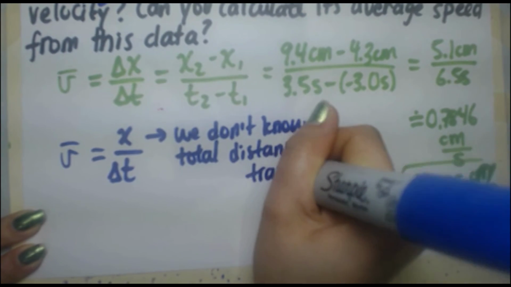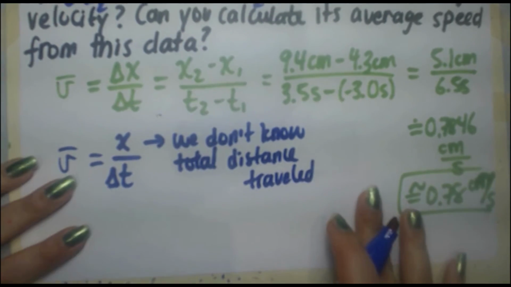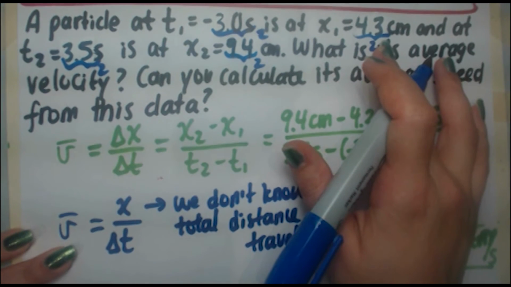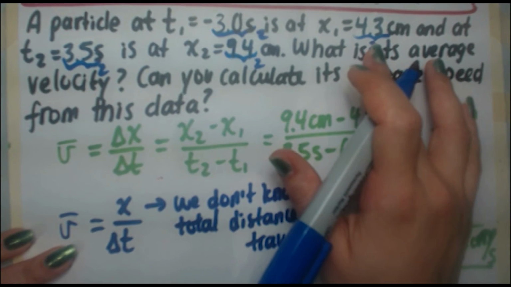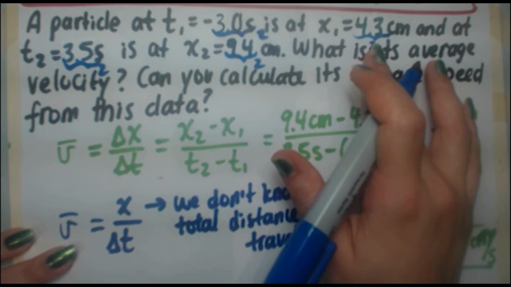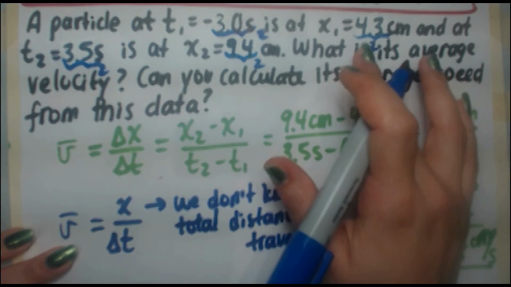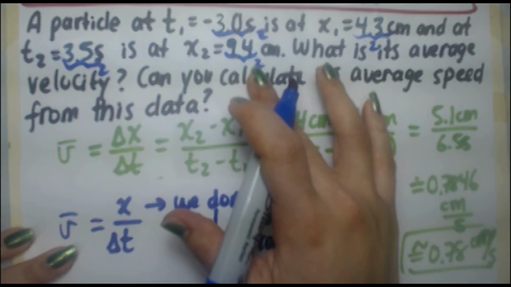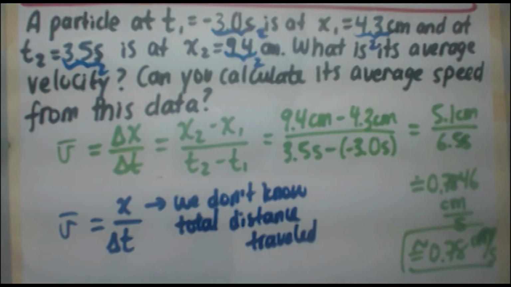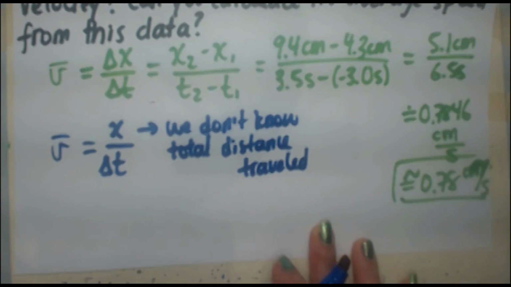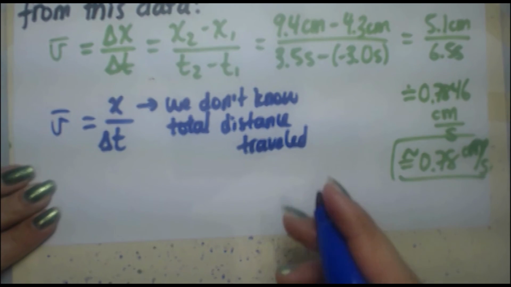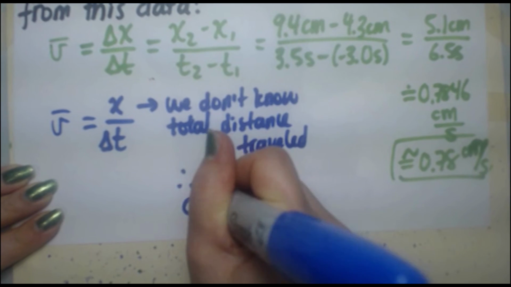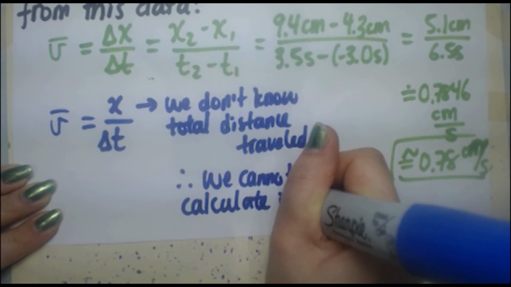If you look at the question again, it only gives you the start and the end points. It gives you x1 and x2. You don't know what might have happened in between. You might have started at x1, 4.3, gone up to another x at 5.7, gone down to 3.9, back up to 7.8, back down to 6.6, and back up to 9.4, thereby traveling a much larger distance. Because we don't actually know the total distance traveled, we cannot calculate its average speed.